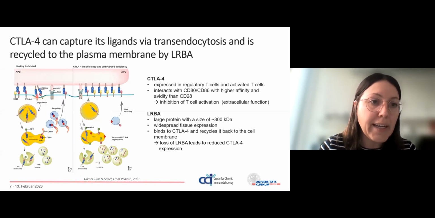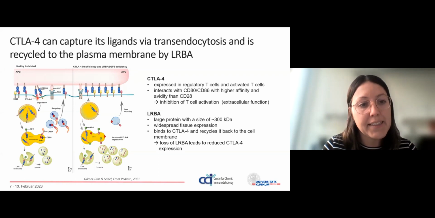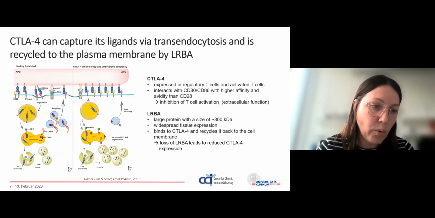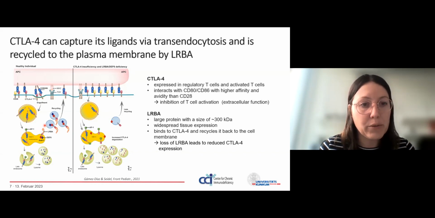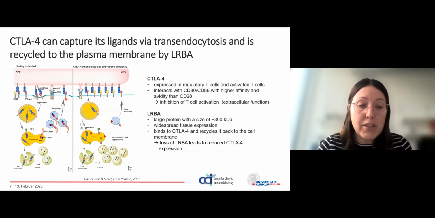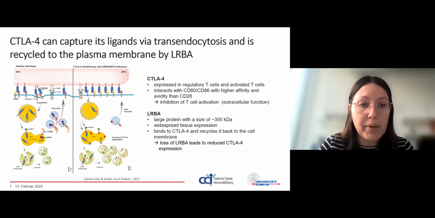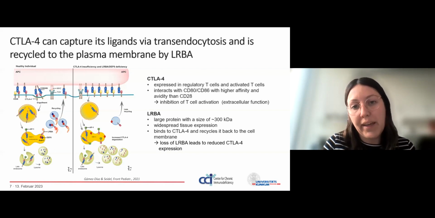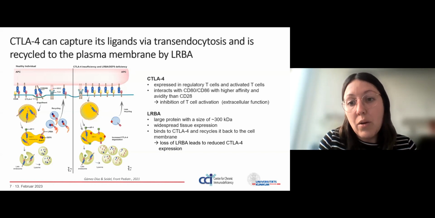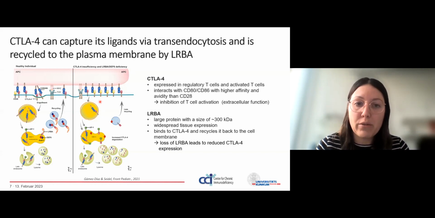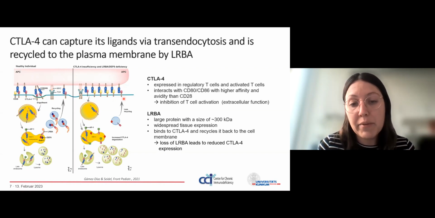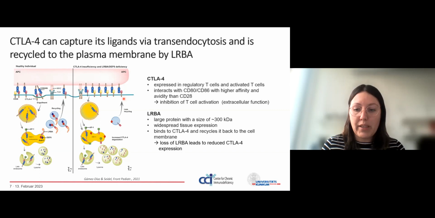After CTLA4 engulfs its ligand CD80 and CD86, it has two fates. It is either lysosomal degraded in case AP1 binds to it, or it's recycled back to the cell surface and undergoes another round of cell inhibition, which is facilitated by LRBA. In the absence of LRBA, however, there's less recycling and an increased CTLA4 degradation, which leads to reduced CTLA4 expression on the cell surface, resulting in an uncontrolled and prolonged T cell response that we also see in our patients.